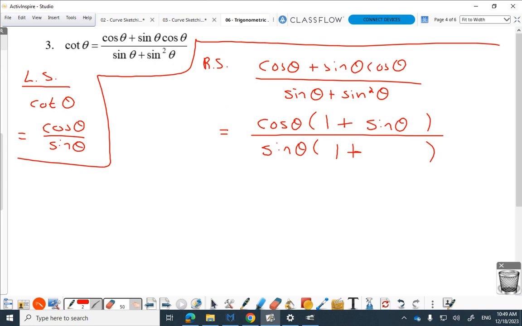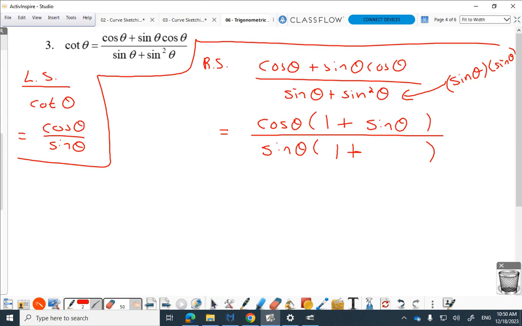That is very difficult at this stage because mathematicians wrote sine squared with a little squared there. So when you need to, write it as sine theta times sine theta. That's what sine squared theta is. So if I take sine theta times sine theta and divide it by sine theta, I get sine theta.